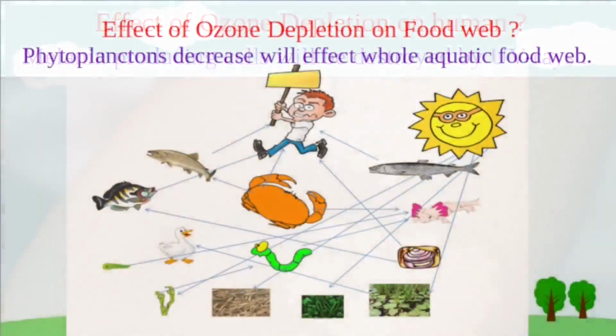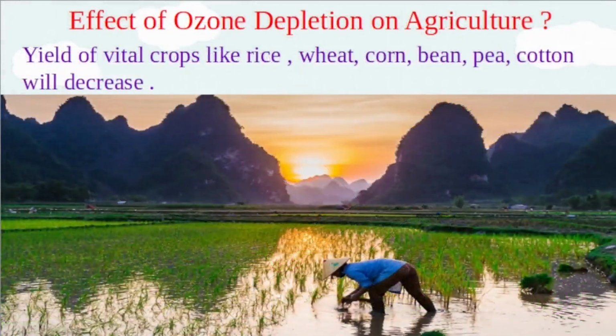Phytoplanktons are sensitive to UV exposure. Ozone depletion will result in decrease in their population, thereby affecting the population of zooplankton, fish, marine animals. In fact, the whole aquatic food chain will be disturbed. Yield of vital crops like corn, rice, soybean, cotton, bean, pea, sorghum and wheat will decrease.